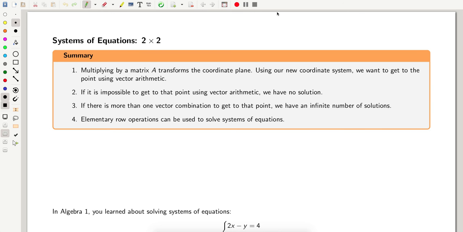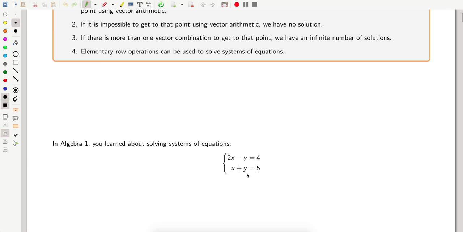Now, in Algebra 1, you learn about solving systems of equations where we have two or more equations at once that we need to solve for. So here we have two equations, 2x minus y equals 4 and x plus y equals 5, and we have two unknown variables, an x variable and a y variable. The solution to this system of equations is the point, the coordinates of x and y, that make both equations true at the same time.